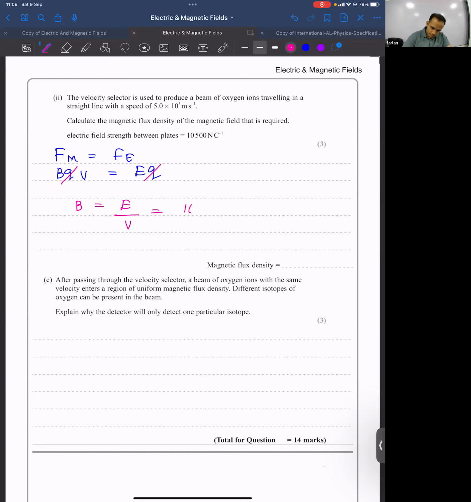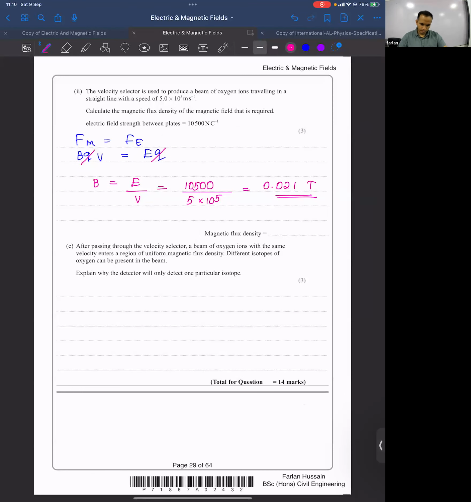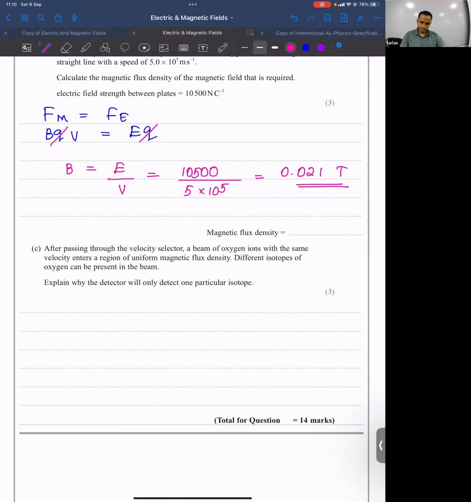E is 10,500. V is 5 × 10^5. B is 0.021 Tesla. Right? The next one.